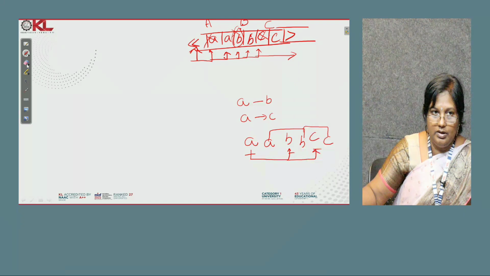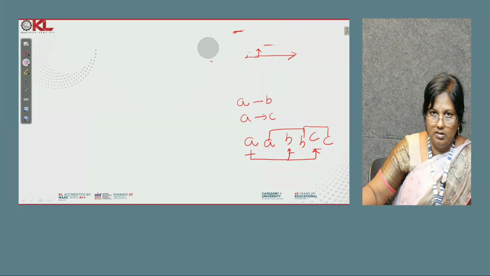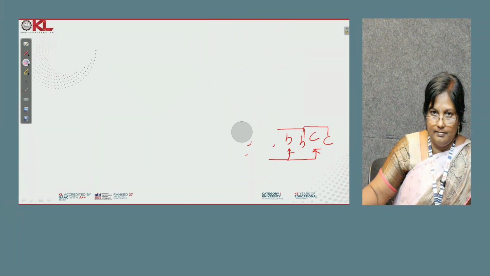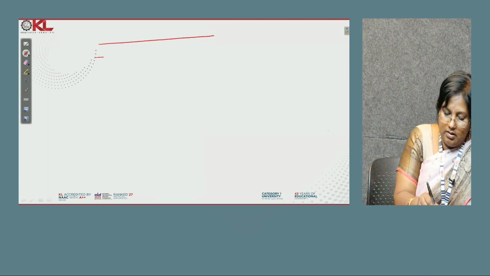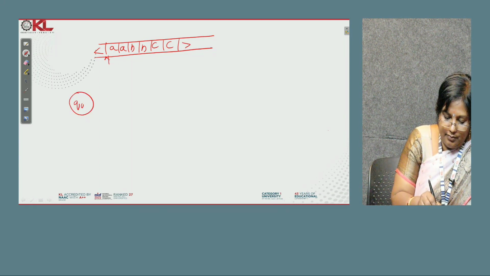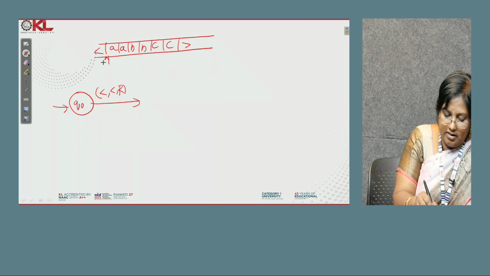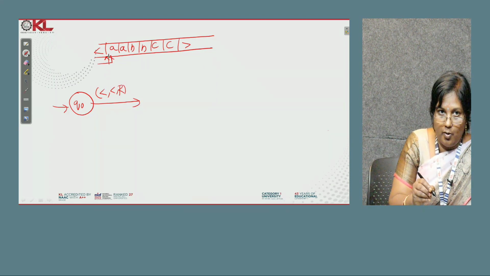So how we are going to implement it is, let me take the tape again. Now here this is my tape space: A, B, B, and then C, C, with a left hand marker and a right hand marker. Now my finite control is here. Initially you are in Q0, reading the left hand marker, keeping it as it is and moving right. So now my tape control is pointing to A.